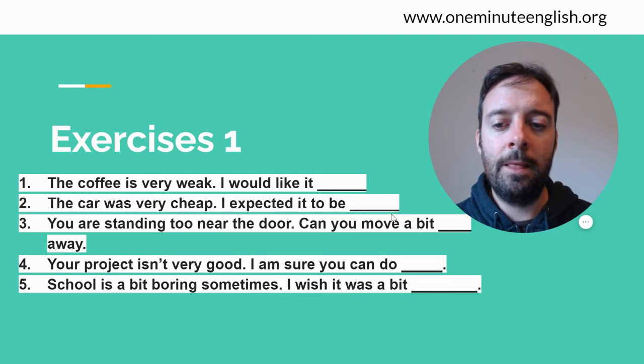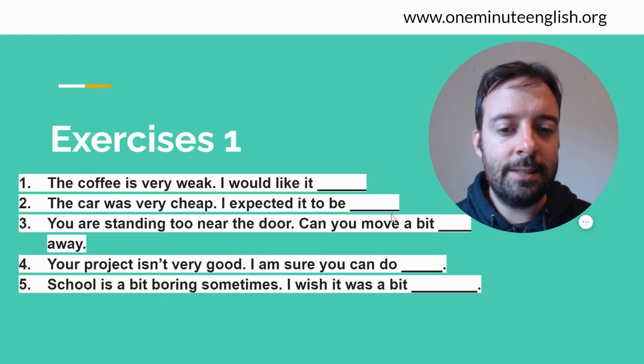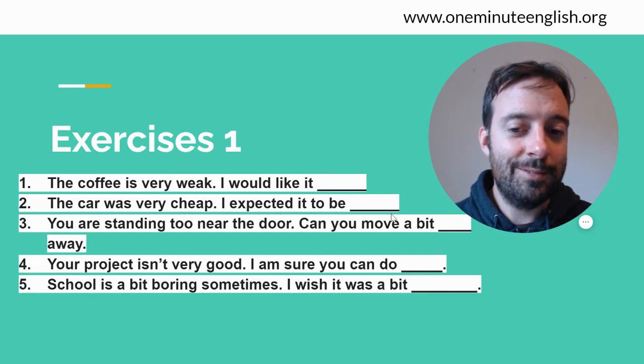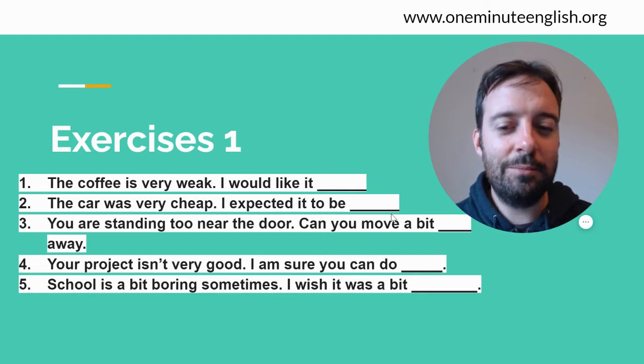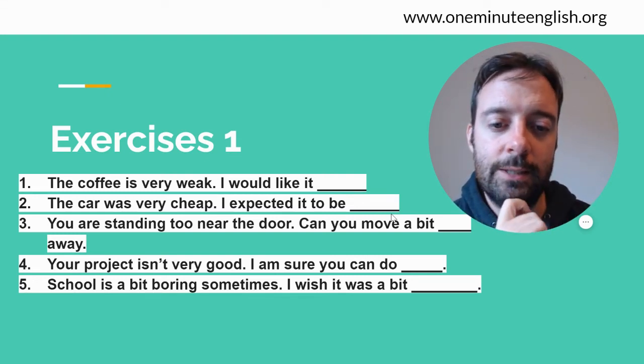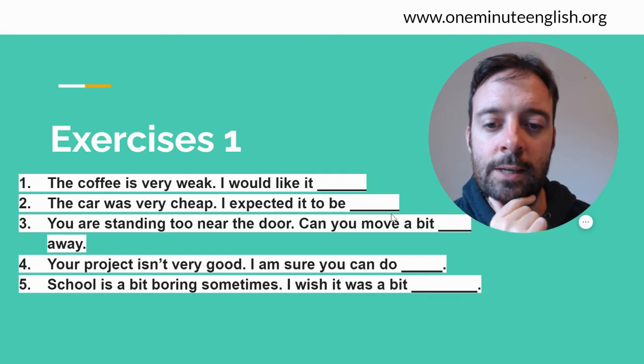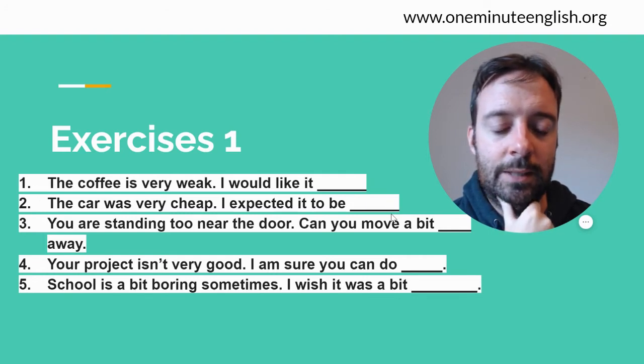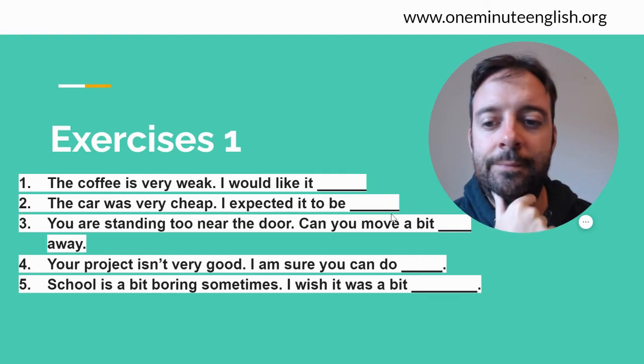Let's look at number two. The car was very cheap. I expected it to be... what's the opposite of cheap? Expensive. Expensive is three syllables, so we need to use more. I expected it to be more expensive.